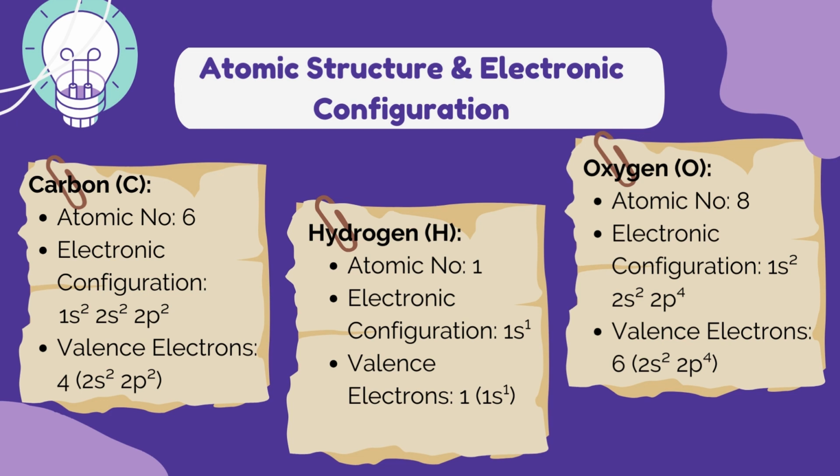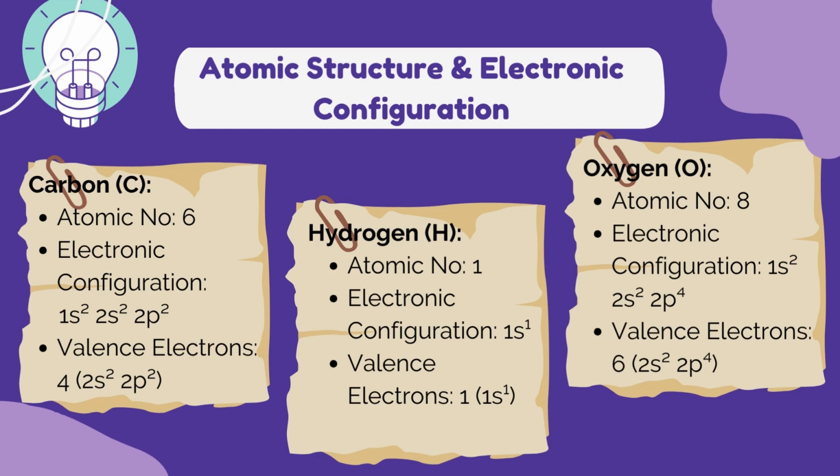So for oxygen, it has atomic number 8 and electronic configuration 1s2, 2s2 and 2p4. So the valence electrons are in the 2s and 2p sublevels. Therefore, oxygen has 6 valence electrons, which is 2 from 2s2 and 4 from 2p4.